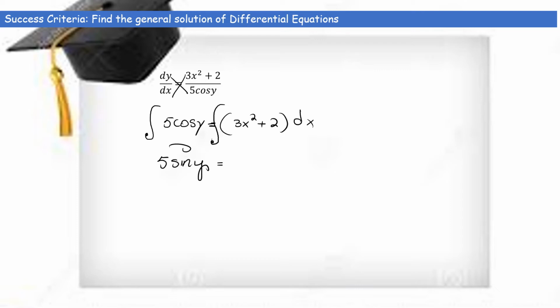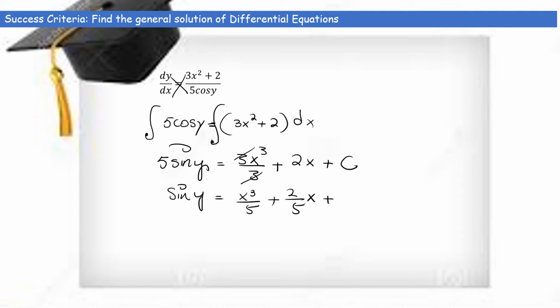On the right hand side, use the power rule. So the antiderivative of 3x square will be 3x cube over 3, plus the constant rule, that will give you 2x plus c. Now bring the 5 to the other side by dividing the whole equation by 5. So we will get x cube over 5 plus 2 over 5 times x plus c over 5. Now c over 5 is a constant, so we can write it as 5.